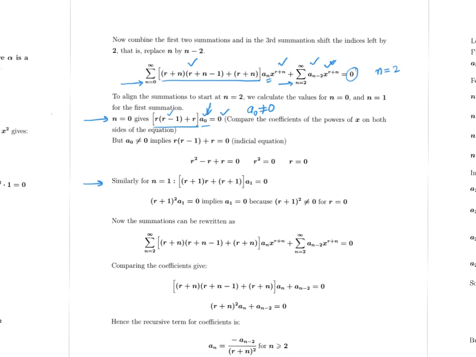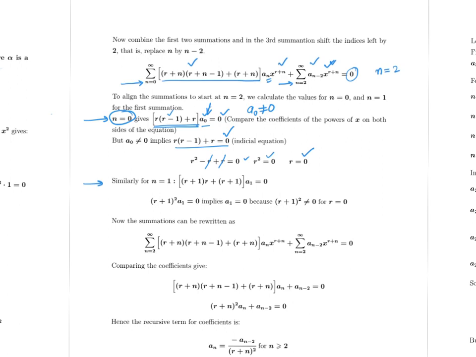If this cannot be 0, we are left with this term that has to be 0, which we find here. If we simplify it, we get r squared equals 0, because negative and positive r cancel. That leads us to r equals 0. That's something we got by setting n equal to 0. And by the way, this equation is also known as the indicial equation. So this is something you may want to keep in mind.